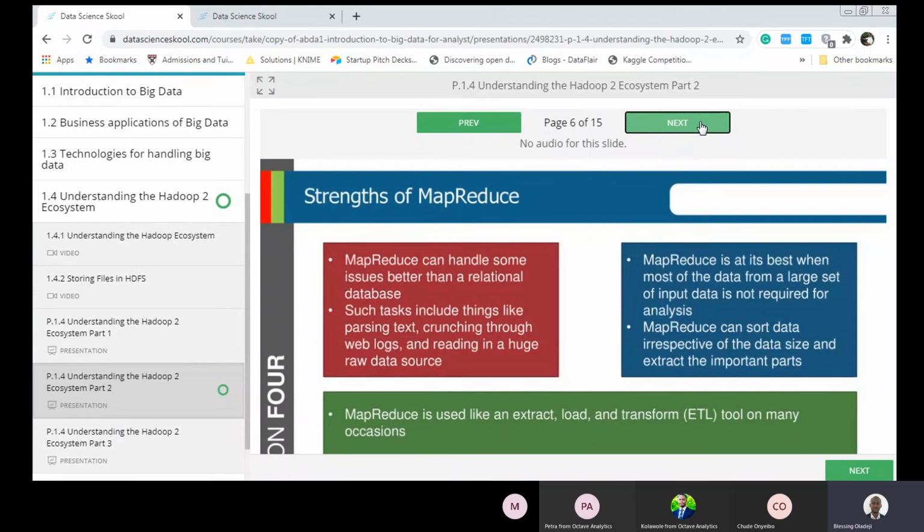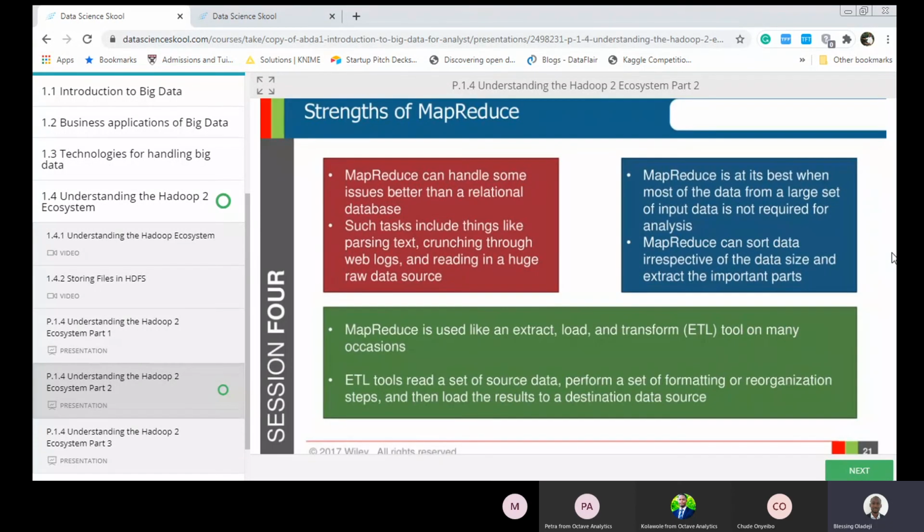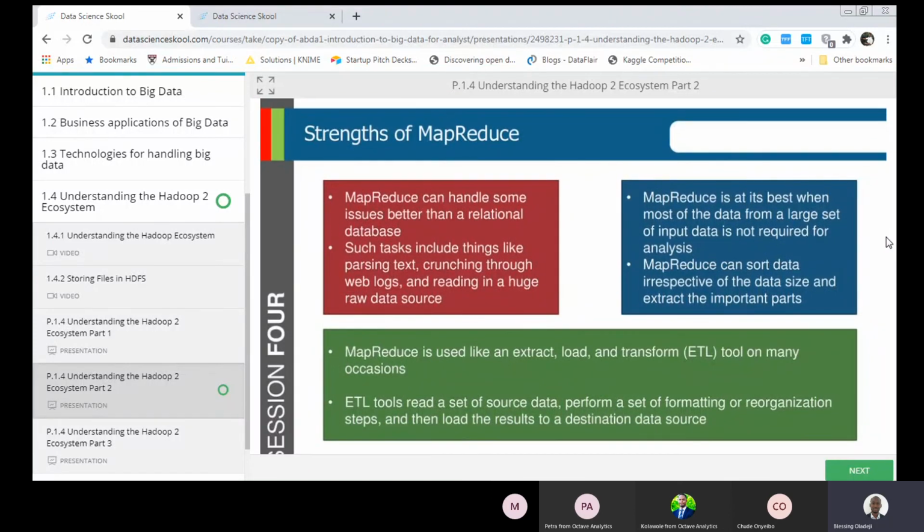MapReduce is also very good when it comes to sorting data. It can sort data very well, irrespective of the size of that data. And if you want to do your ETL, MapReduce can do ETL very well for you on some specific occasions. If you want to do ETL for some kind of data, MapReduce can help you do it very well.